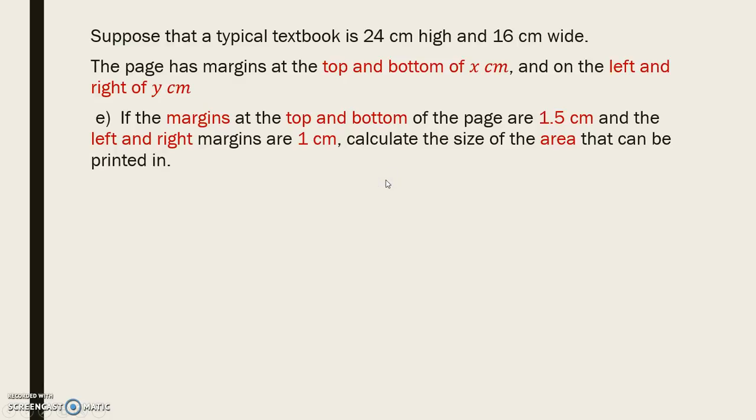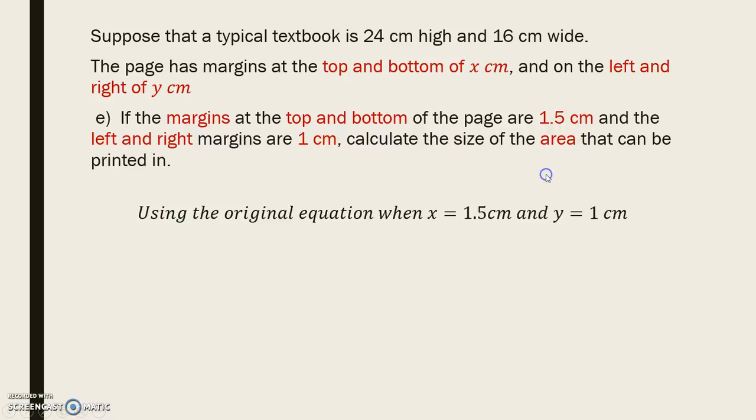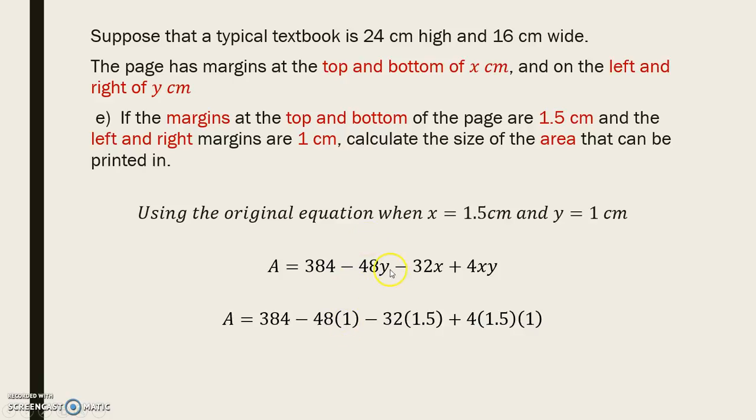Finally, part E. If the margins at the top and bottom are 1.5, and left and right are 1, calculate the size of the area. So we can summarize that information there using our part C. We've already worked out our original formula for the original margins. All we're doing is substituting in. Wherever you see a y, we put 1. If you see an x, we put 1.5. So there's x and y here. And we worked that out. 294 square centimeters is how much room we have for writing on that page.